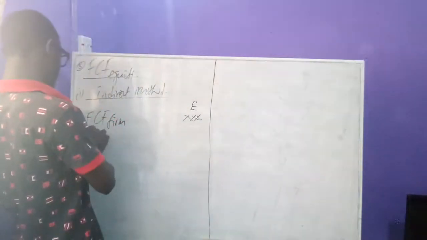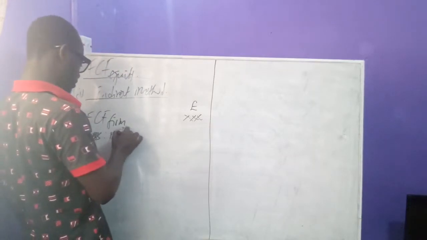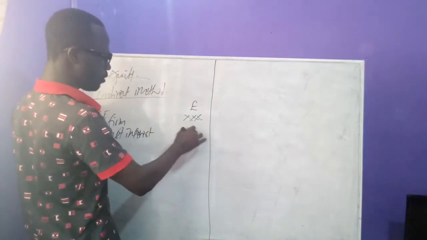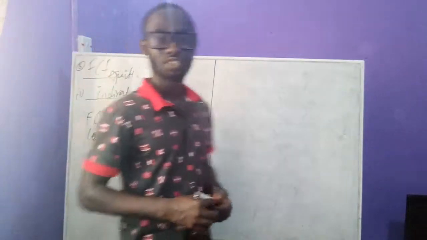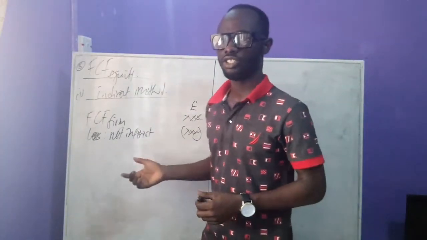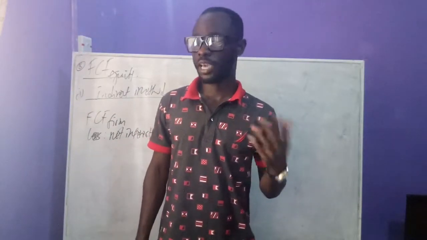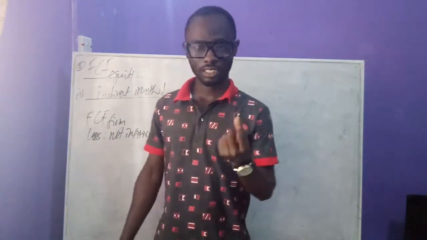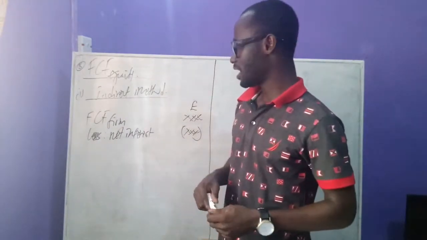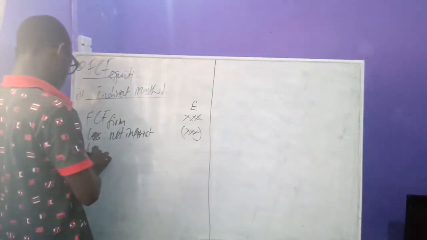Then we will less net interest. Now when we say net interest, we mean interest after tax. Now why are we lessing the net interest? Because you see, even though interest is tax deductible, we will not be paying that interest again, so the tax effect of that is what we are lessing here. So we less net interest, then we less loan repayment.